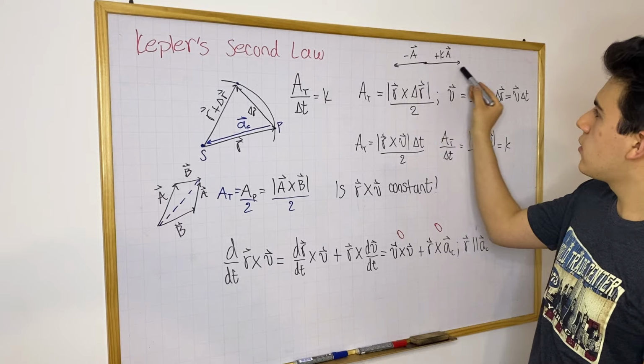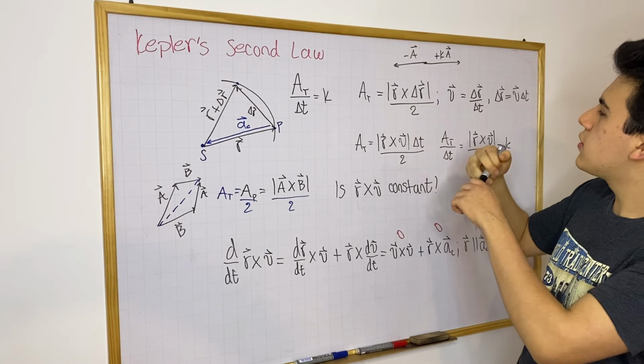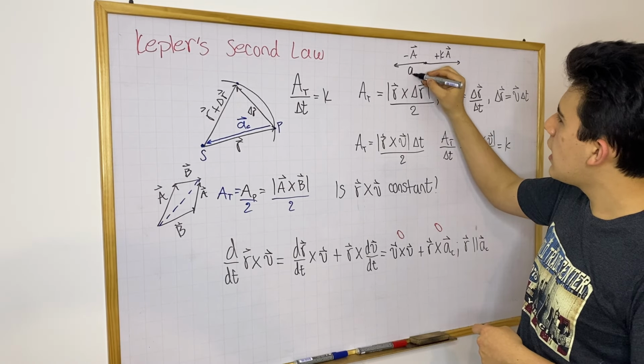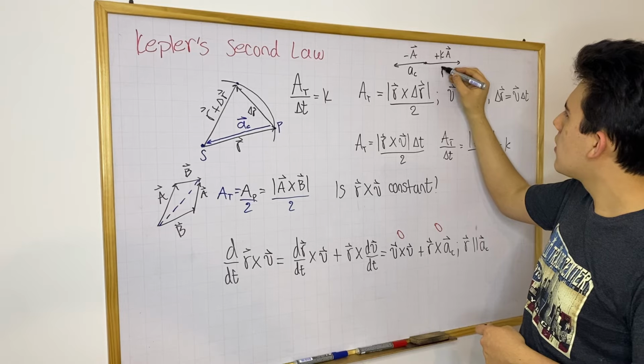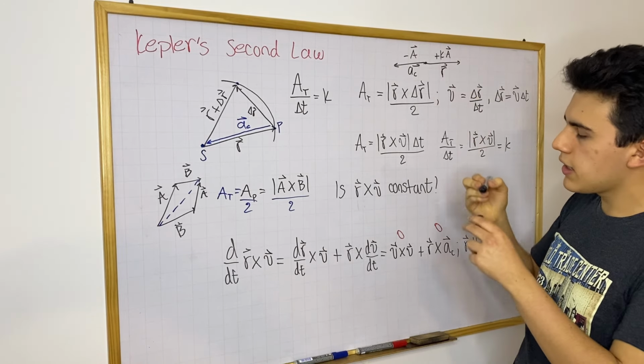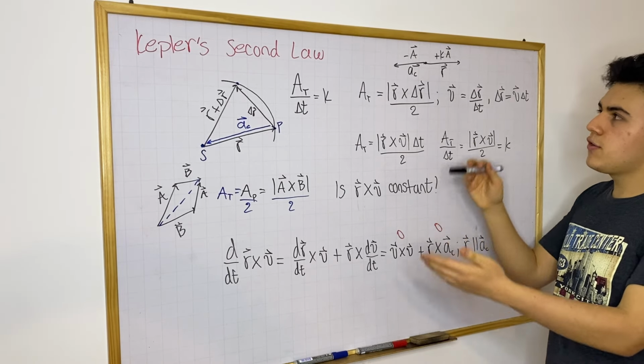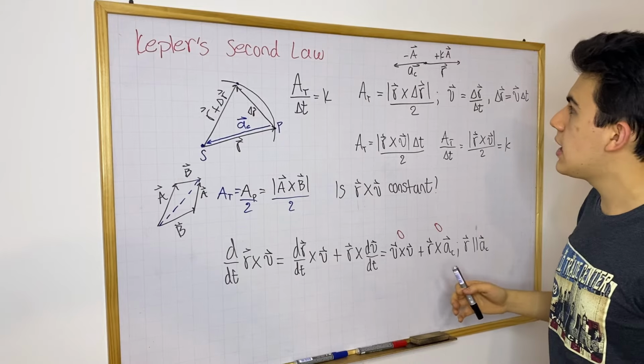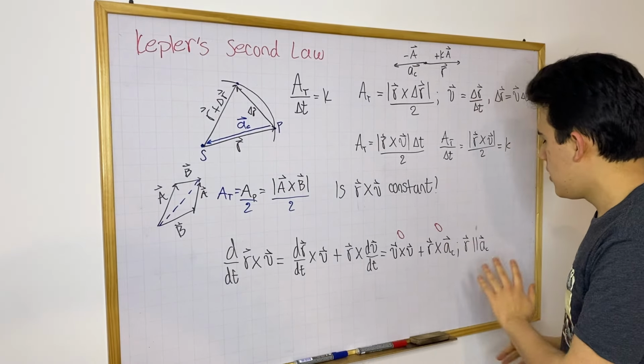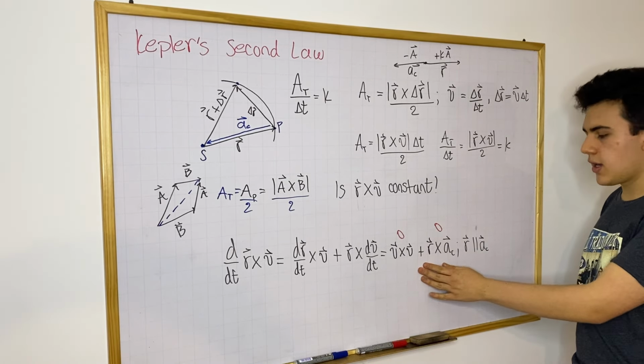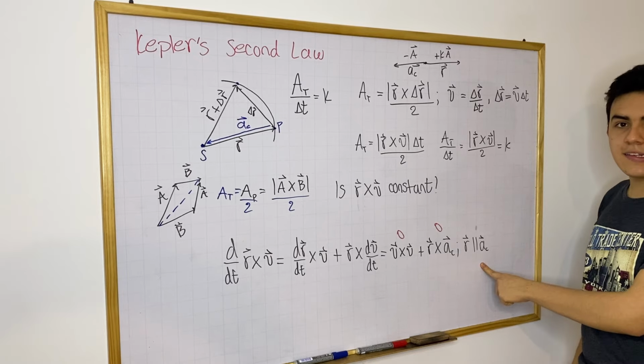You're going to have this scenario here. This would be like AC and this would be R. They don't necessarily have the same magnitude, but there's an angle of 180 degrees between them, so the cross product is going to be zero, okay? Because R is parallel to AC.